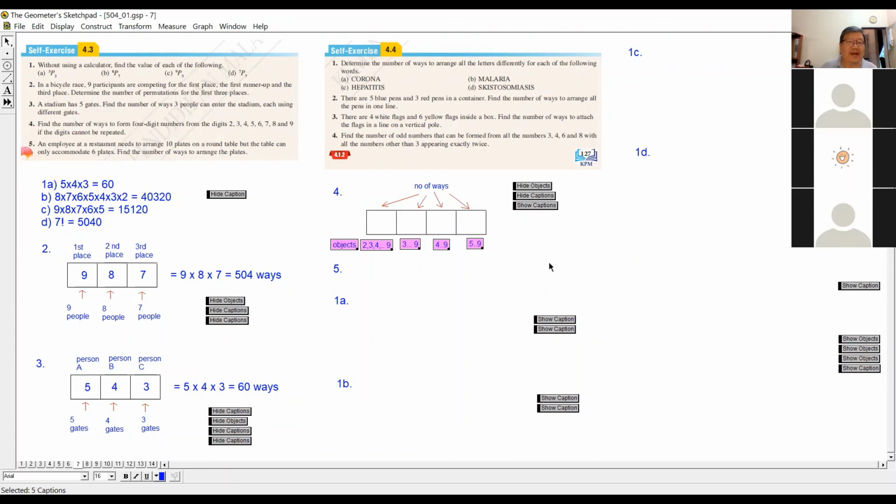Now you tell me what is the answer. Straight away you tell me the answer. Use your calculator. Wait, teacher. 1,680. Oh, correct. 1,680. Very good.